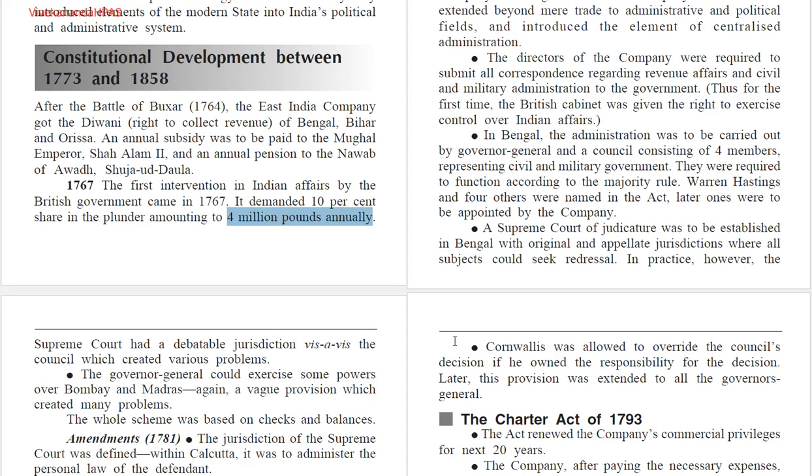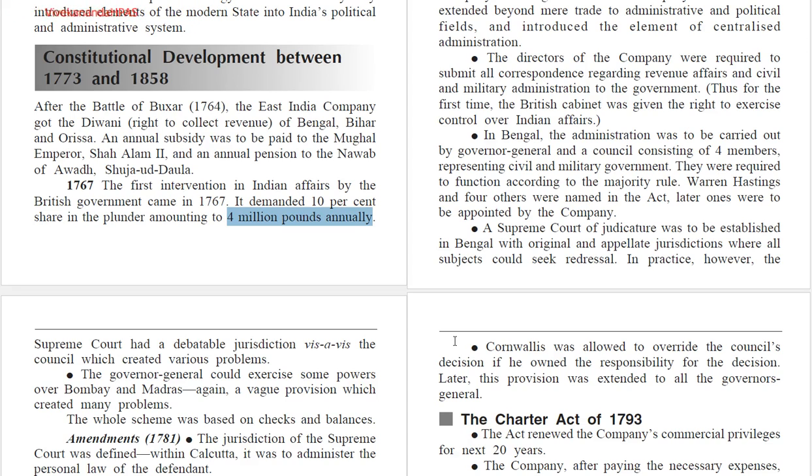Okay? So, how do you remember this? Charter Act of 1773, Governor General of India, assisted by 4 members of council. The second one is the Supreme Court of Calcutta. Okay? And there was 1 Chief Justice and 3 other judges. That is the second provision. The third provision is the prohibition of corruption.